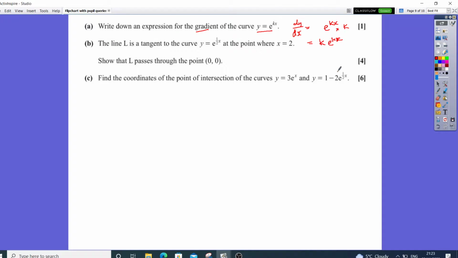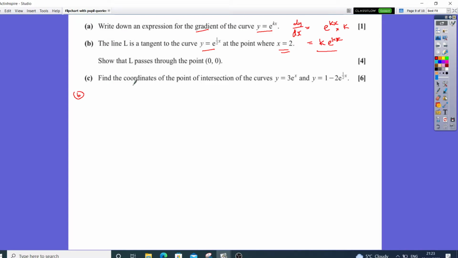Okay, now, so we've got this. It goes here, the line L is tangent to this curve at the point x equals 2. And then it goes show that L passes through (0, 0). So let's just do B here.